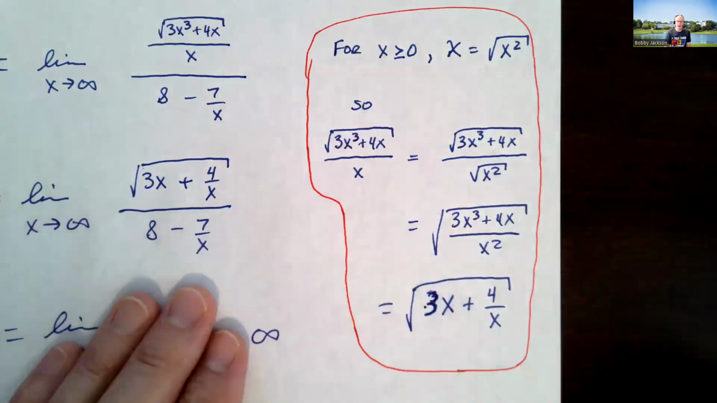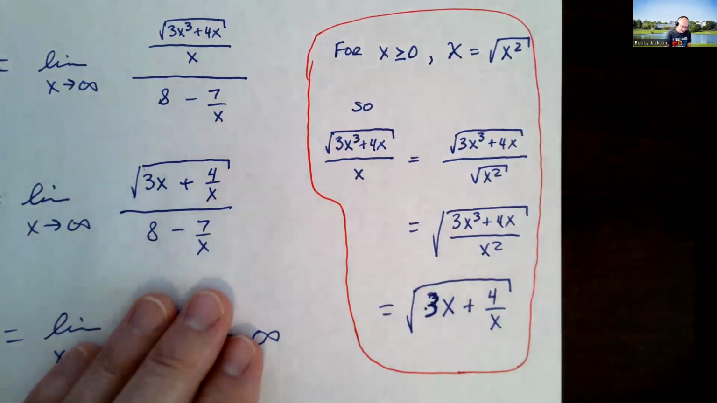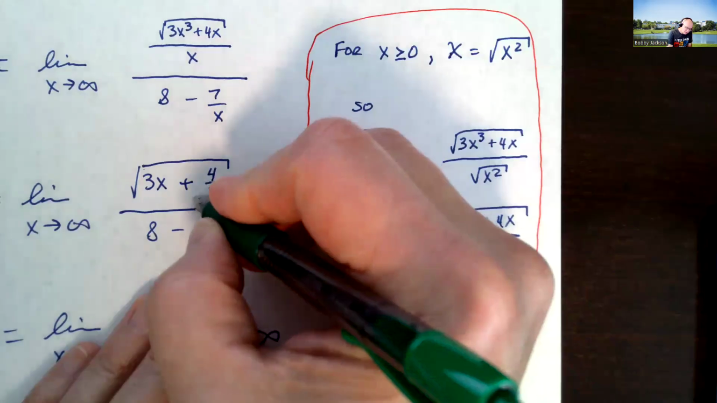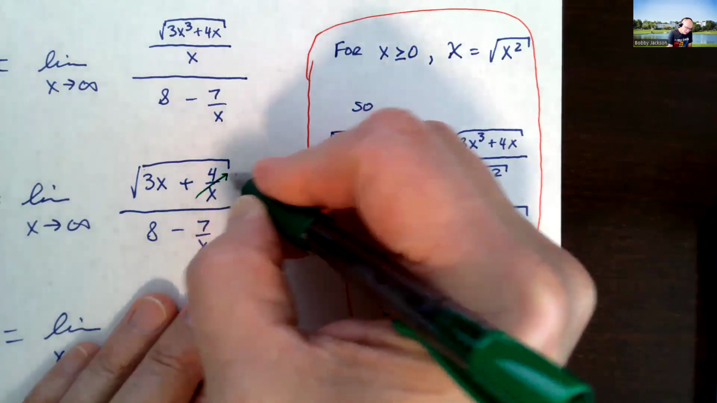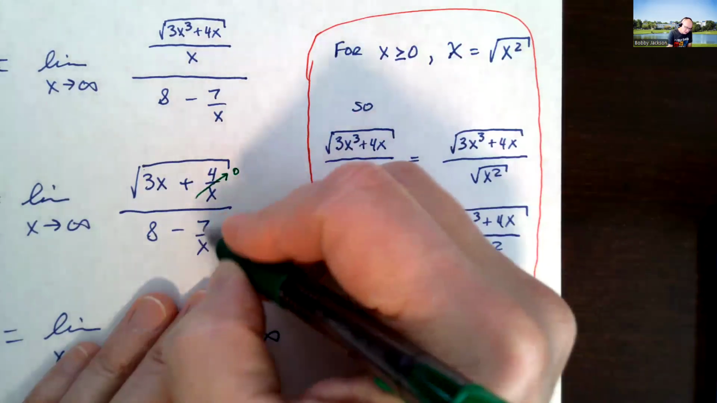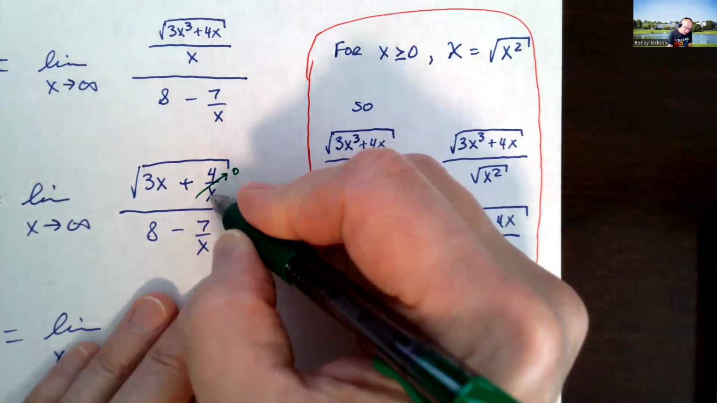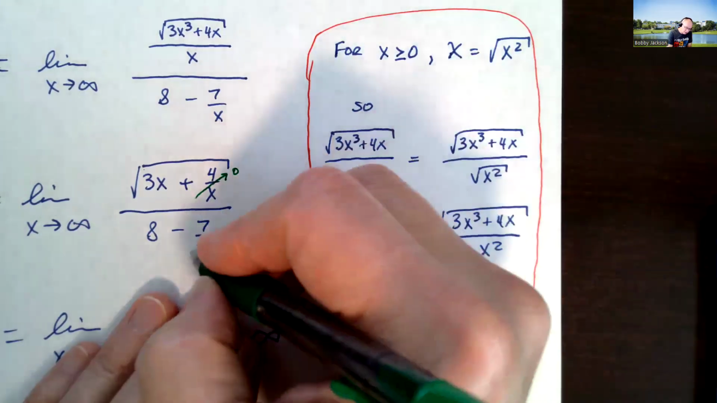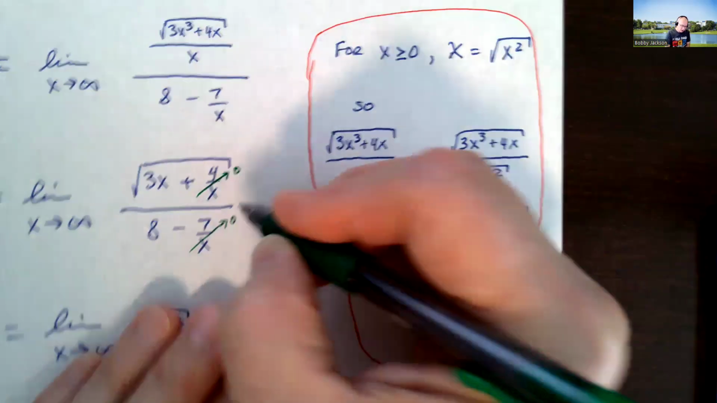And now I can evaluate this limit because as x goes to infinity, first of all, this fraction, 4 divided by x, we know that goes to 0, right? 4 divided by infinity, essentially, right? That form is going to 0, and same thing here. And so we're left with this.